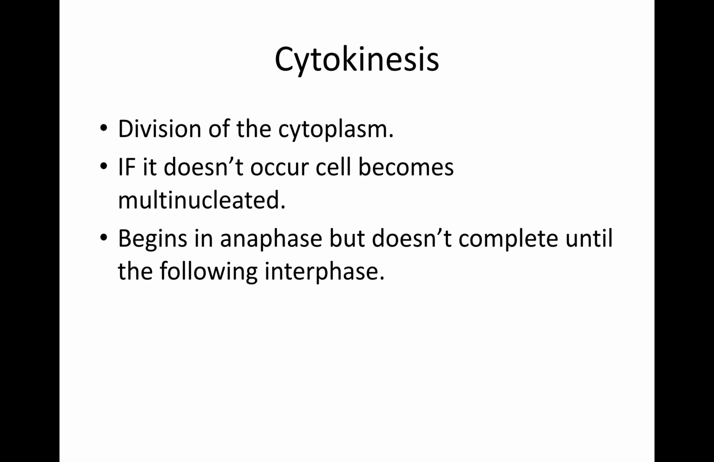So lastly, cytokinesis. Some people include it in mitosis, some people don't. It's just the division of the cytoplasm. If this doesn't occur, because sometimes it doesn't, you can see that under a microscope, cells become multinucleated. They just have two nuclei. So cytokinesis kind of begins in anaphase, but doesn't complete until the following interphase, which is weird.